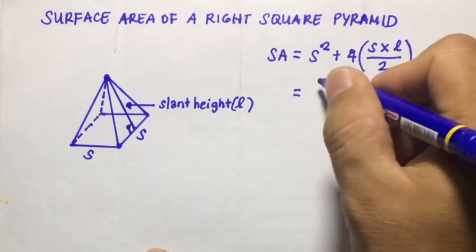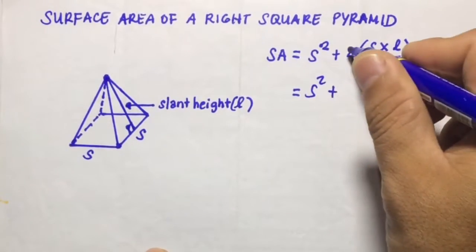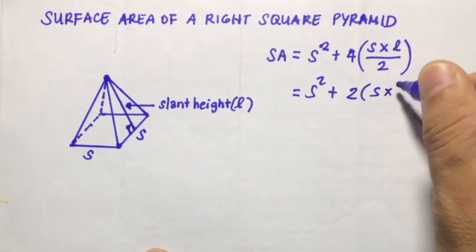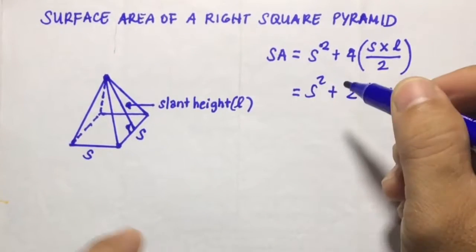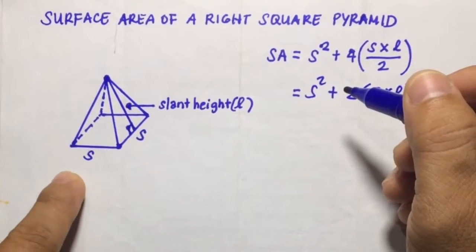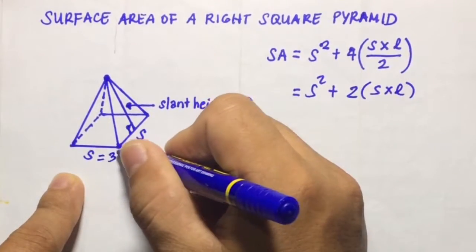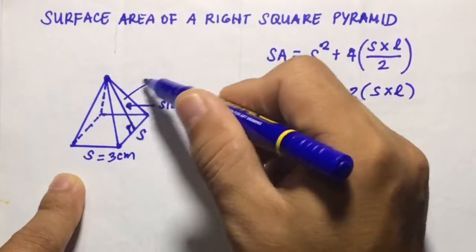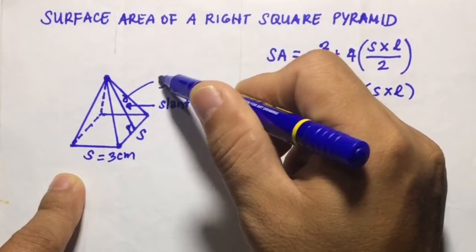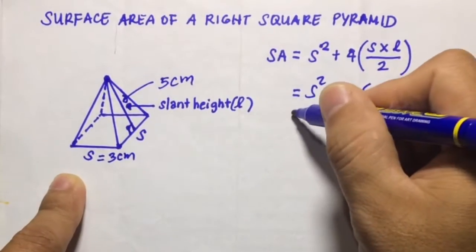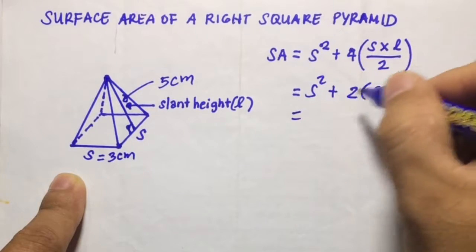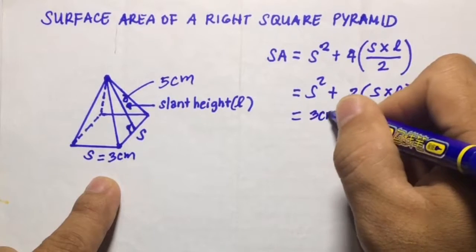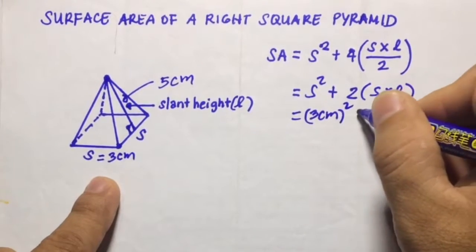Now, we can have this one as S squared plus 4 divided by 2 is 2. So you're going to have here 2 times S times L. Now, for example, if we're going to have the base here, S equals 3 centimeters, and slant height L equivalent to 5 centimeters. In solving the surface area, we're going to use this formula here, S squared. So S squared, 3 is the value of S, so we're going to have 3 centimeters squared.